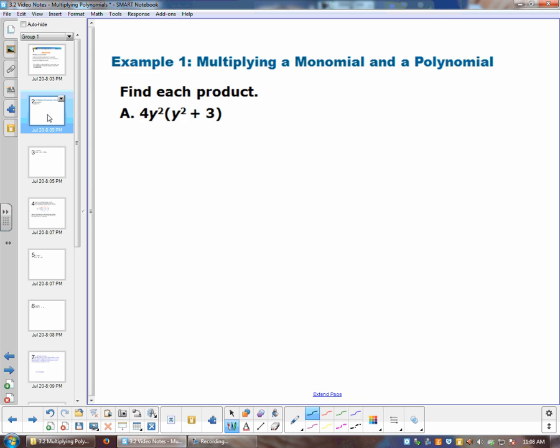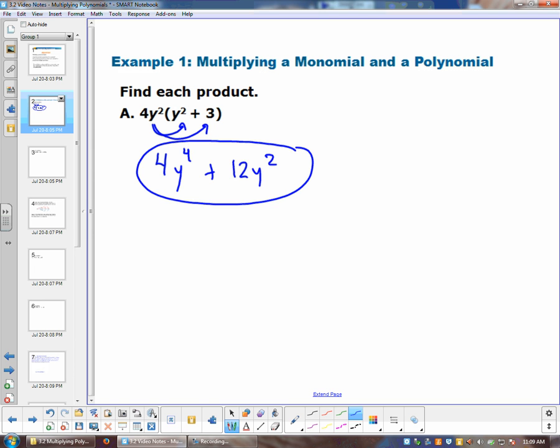We've got 4y squared times a binomial of y squared plus 3. So we just need to distribute. The 4y squared gets multiplied by y squared. So that's going to be 4 times y to the, remember if we're multiplying two numbers with the same base, we have to add their exponents. So that's going to be 2 plus 2 is 4. And then plus 4y squared times 3 is going to be 12y squared. So that's going to be our answer for this.